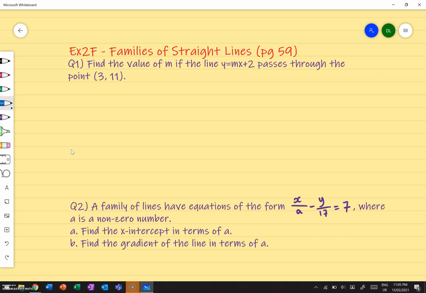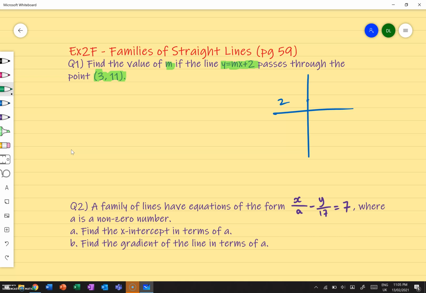Over here, I've got: find the value of m if the line y equals mx plus 2 passes through the point (3, 11). What I've done is just highlight what we want to know and what we do know. So let's understand this from the perspective of different families. I've got y equals mx plus 2, and remembering that with y equals mx plus 2, I know my y-intercept is going to be 2. So let's say that's 2.